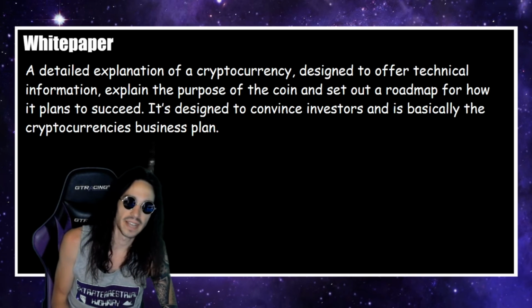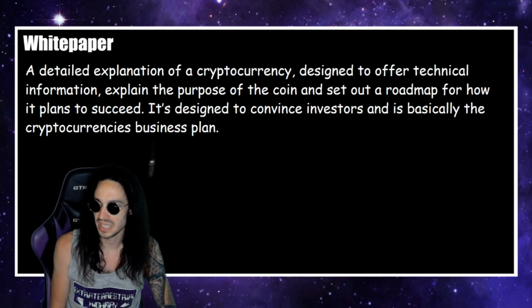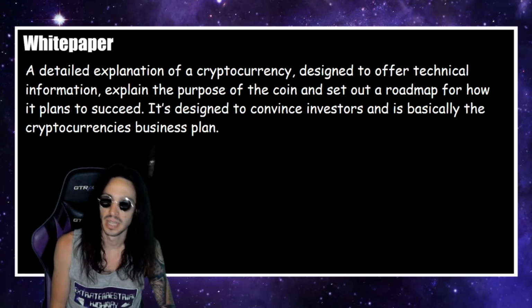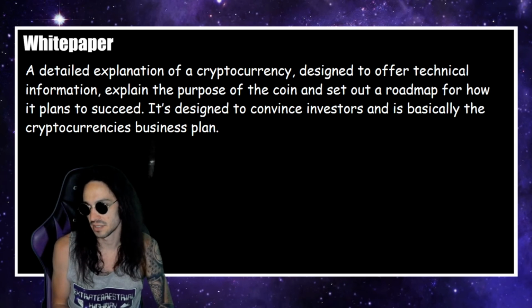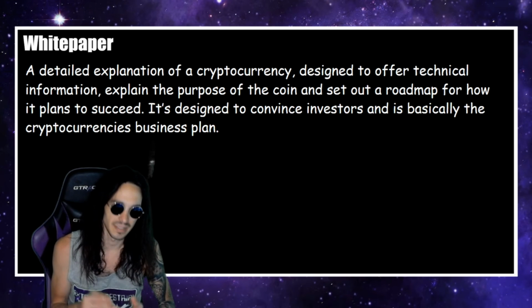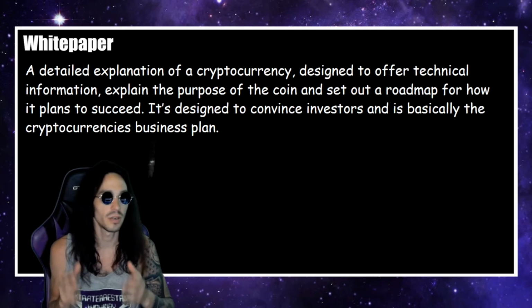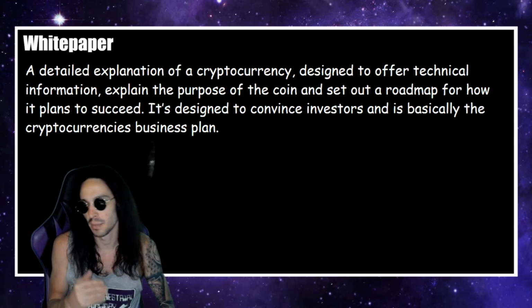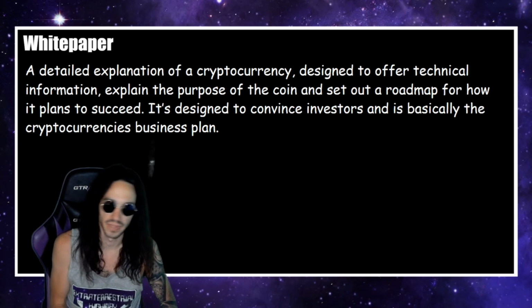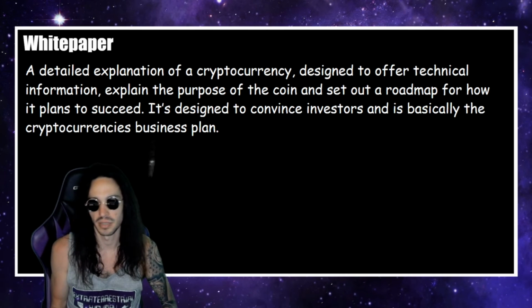And one of the last terms is a white paper. This is a detailed explanation of a cryptocurrency designed to offer technical information, explain the purpose of the coin, and set out a roadmap for how it plans to succeed. It's designed to convince investors and is basically the cryptocurrency's business plan. If you open up the cryptocurrency's business plan and they don't have a roadmap, move on, because they don't have a properly constructed white paper. That's just a little tip, but a white paper is essentially the crypto's business plan.